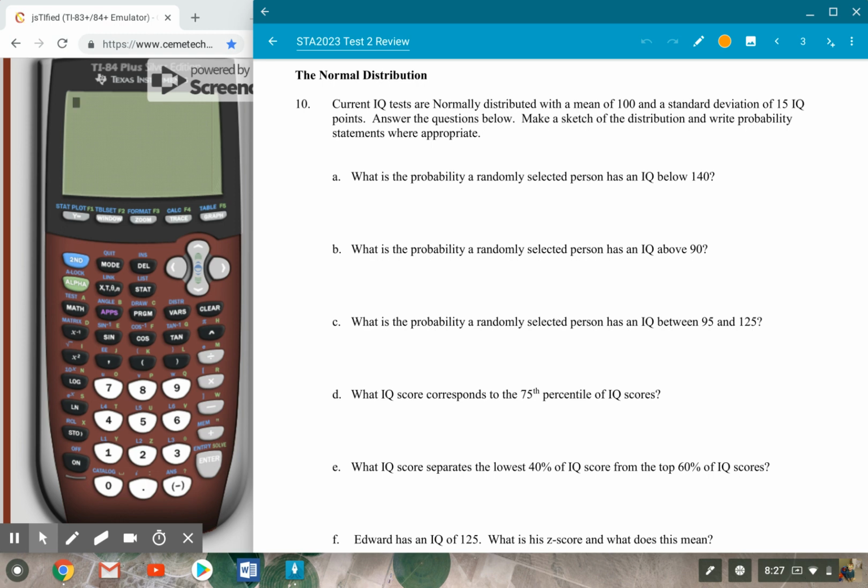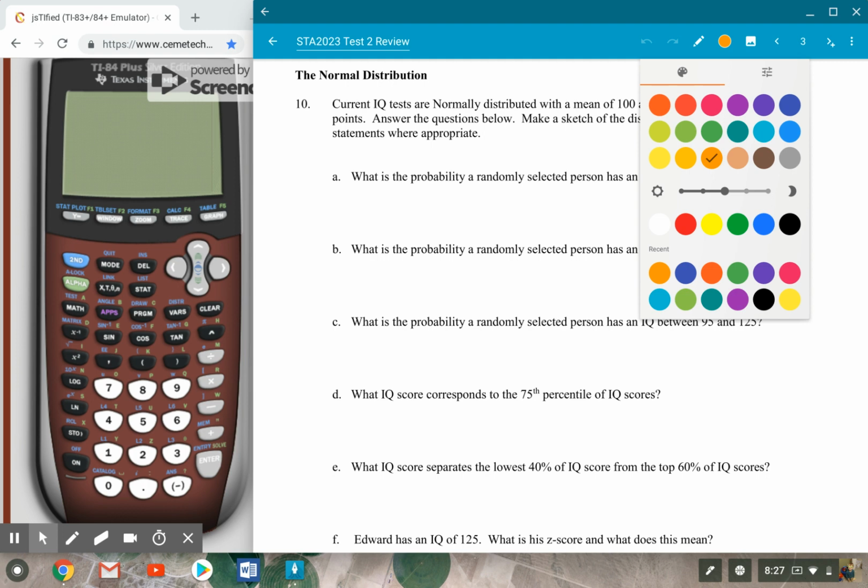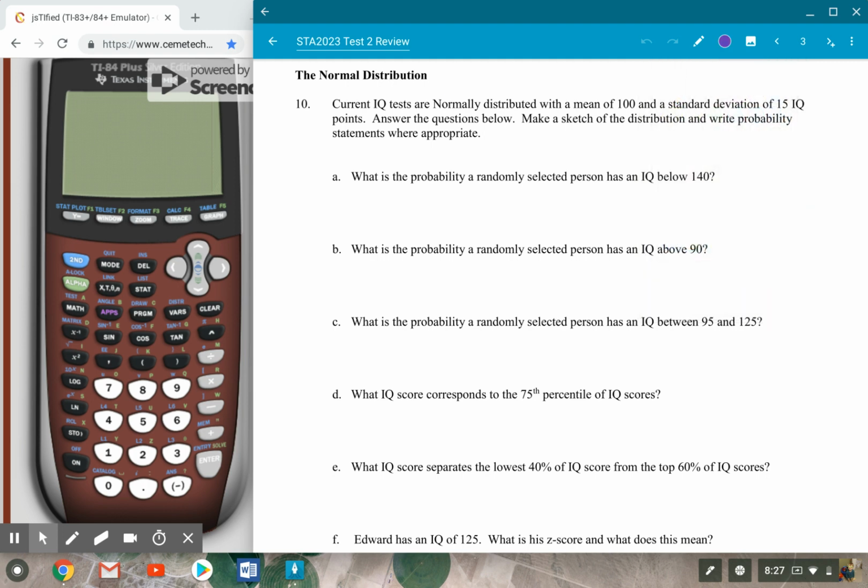So A says, what is the probability that a randomly selected person has an IQ of 140 or below? So with a normal distribution, I really only have two choices that we've discussed so far. I can use normal CDF. I can use inverse norm. I don't have a percentage on this one, so I'm not going to use inverse norm. I'm going to use normal CDF.